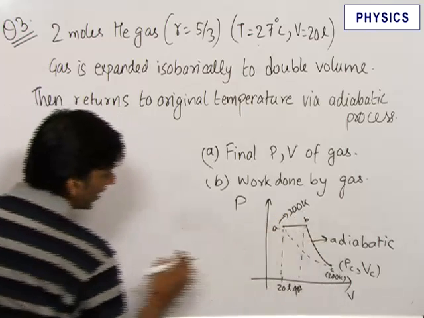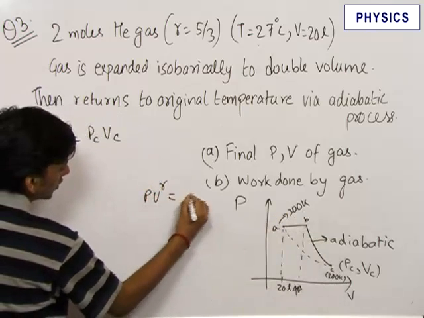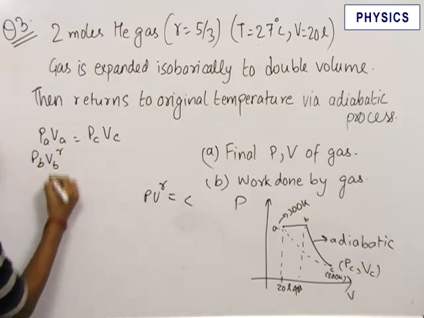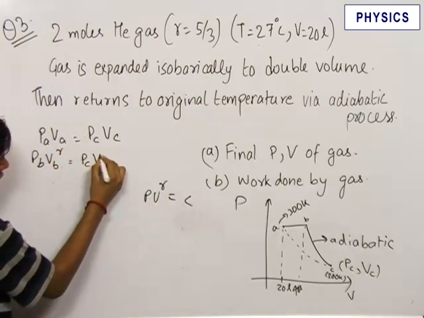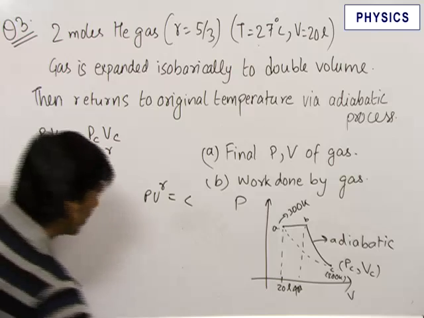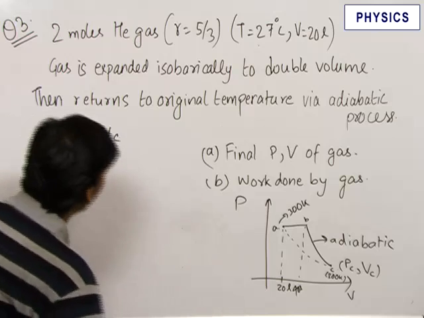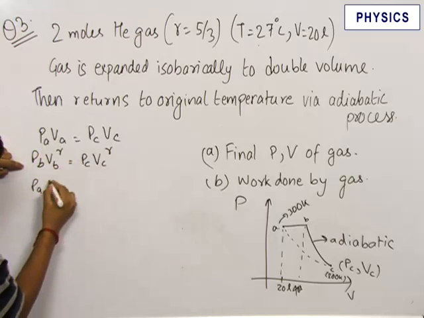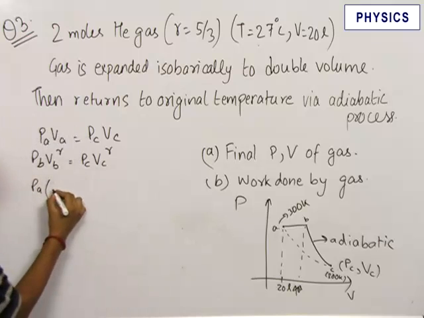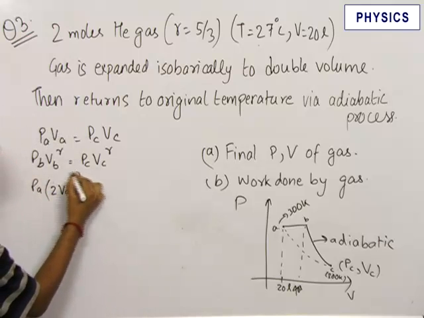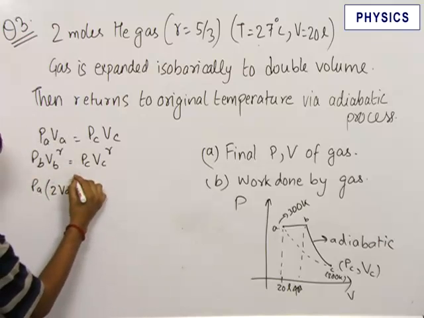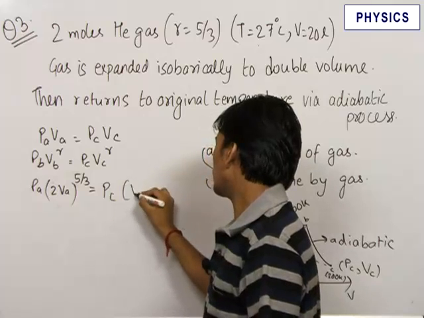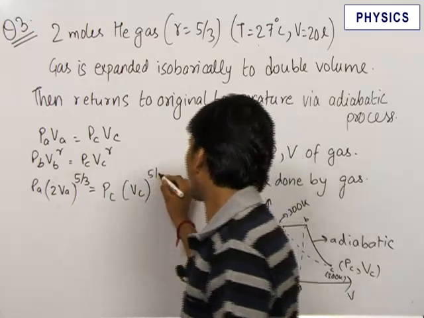Now for this adiabatic process, we know that PV raised to the power gamma is equal to constant, therefore PB into VB raised to the power gamma is equal to PC into VC raised to the power gamma. Now PB is equal to PA, and VB is equal to 2 times VA, therefore we can write PA into 2VA raised to the power gamma, that is 5/3, is equal to PC into VC raised to the power 5/3.